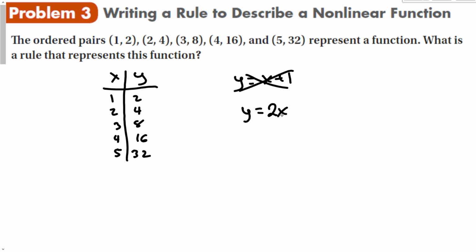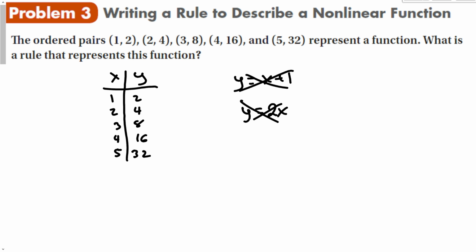But if I plug 1 in, that works. That's 2. If I plug 2 in, that works. That's 4. If I plug 3 in, that's 6, so it doesn't give me 8. So this one is no good as well. So the trick is to come up with a nonlinear function that makes all these different points work. And there's no trick to this.